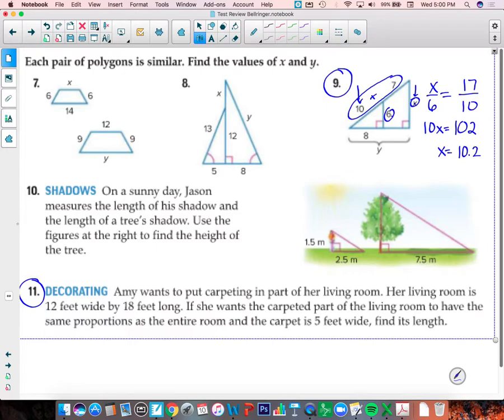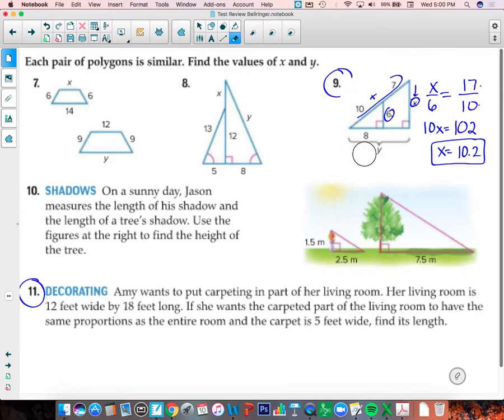So x is to 6. Big triangle is to little triangle at 17. So big triangle to little triangle, 17 is to 10. So 10x equals, let me check my math, 6 times 17, 102. Yep, so x equals 10.2. And then we do the y's, okay? So let me get rid of this stuff, let's do the y's.